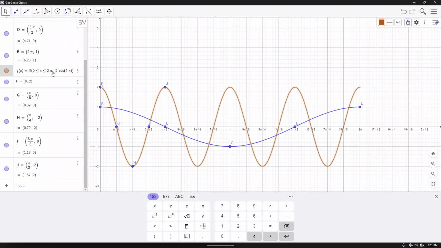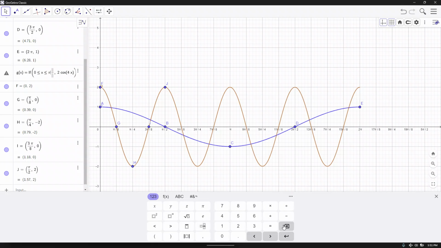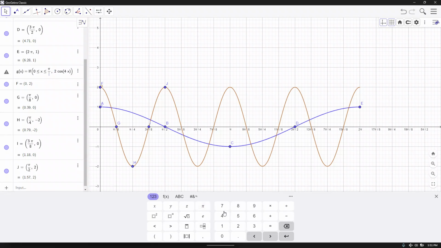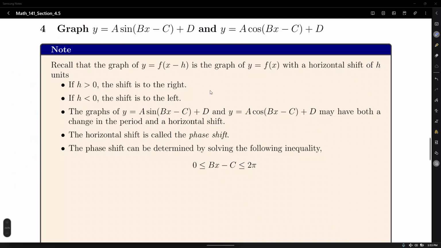So let me edit back to pi over 2. Click enter, and that's just going to give us 1 period, which is all that we want. All right, so let's close GeoGebra and get back to the notes.